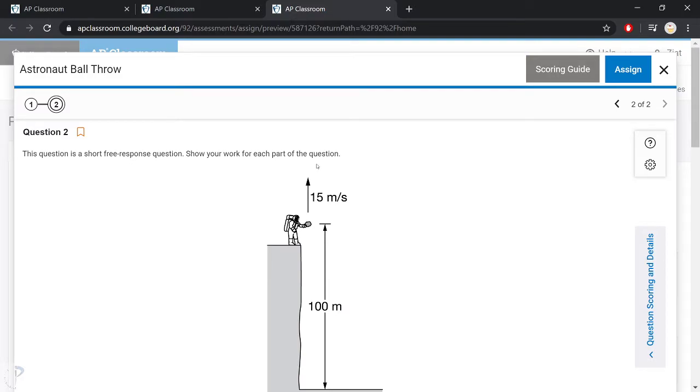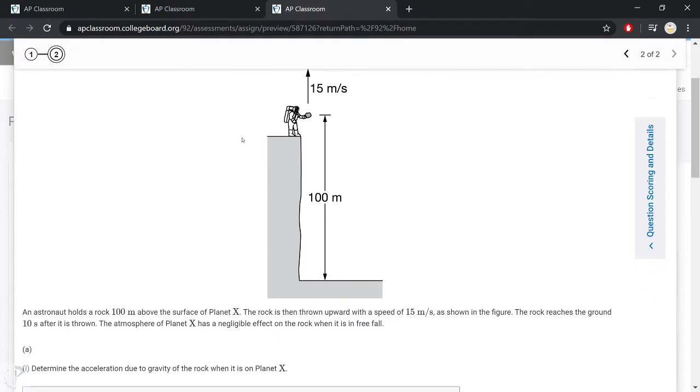We have an astronaut, and the astronaut's tossing a ball. Oh, it's a classic free fall problem, but we're on planet X. An astronaut holds a rock 100 meters above the surface. The rock is thrown at 15 meters per second. The atmosphere of planet X has a negligible effect on the rock, so there's no air resistance. We're just in free fall.